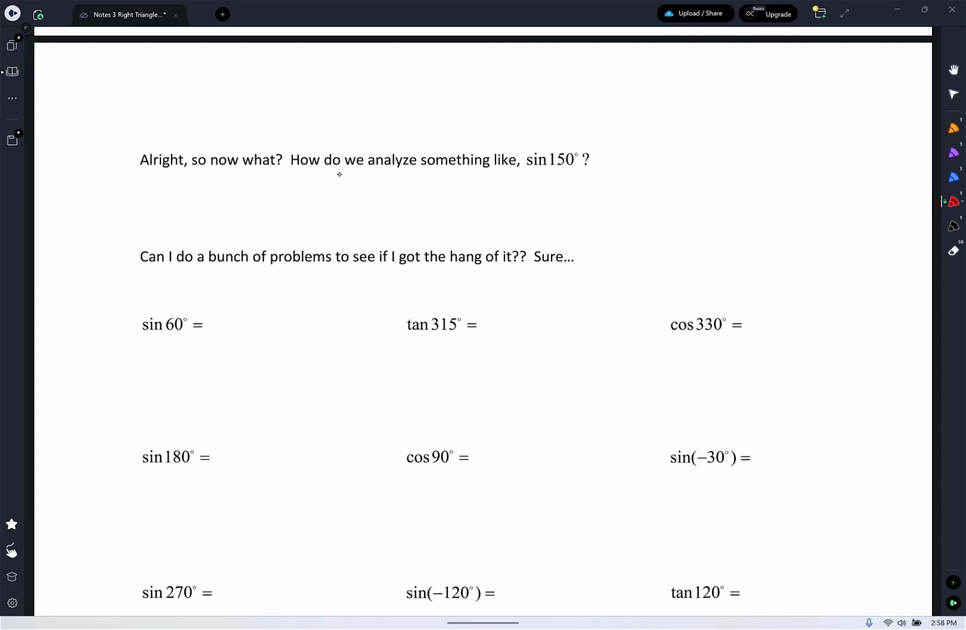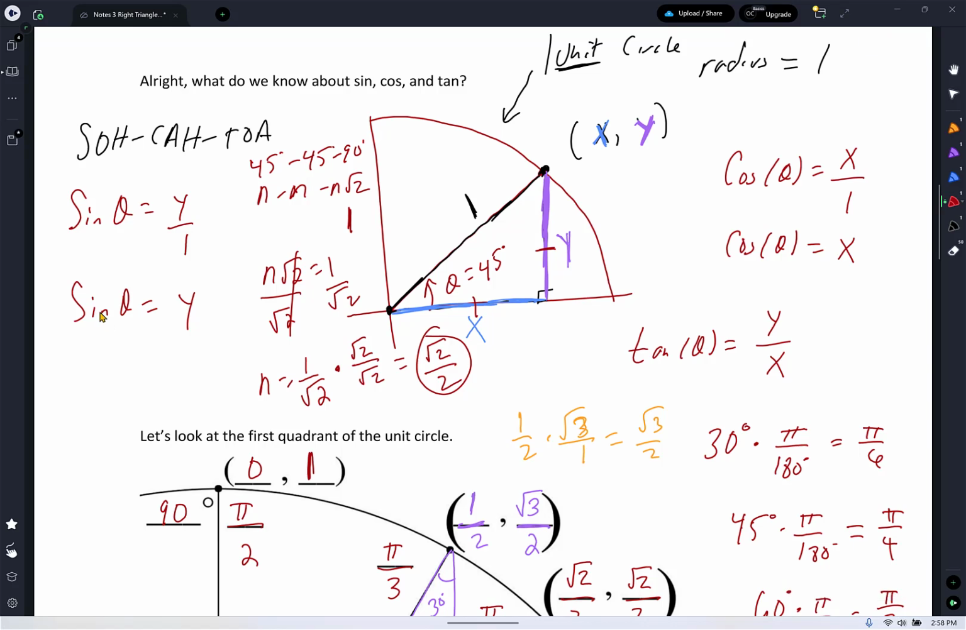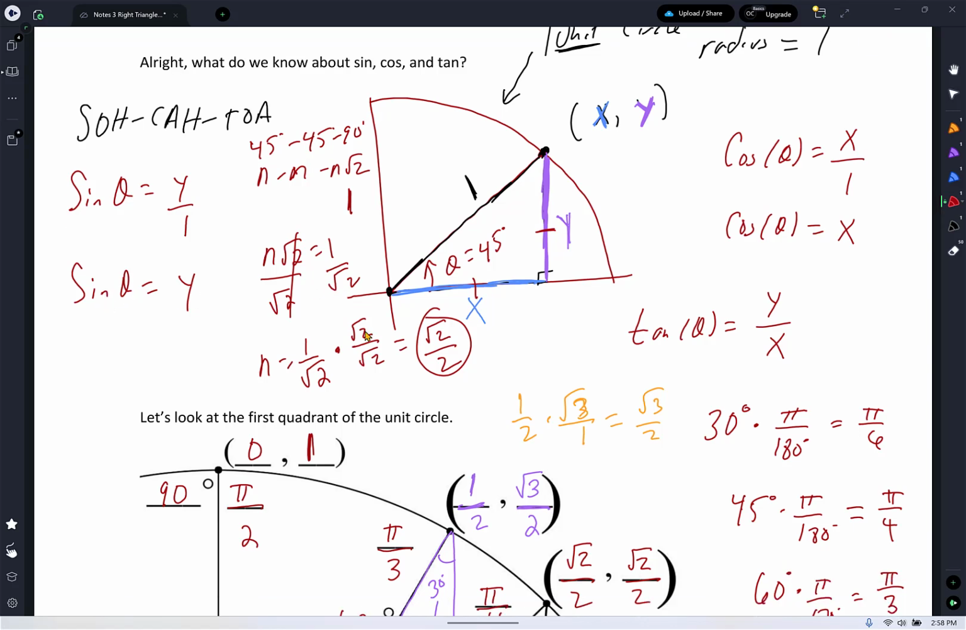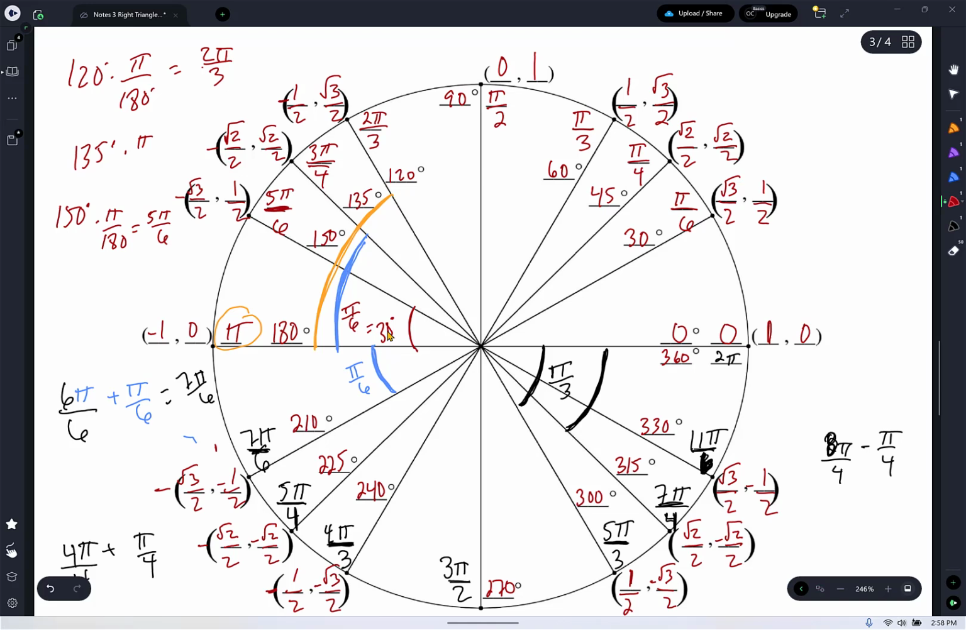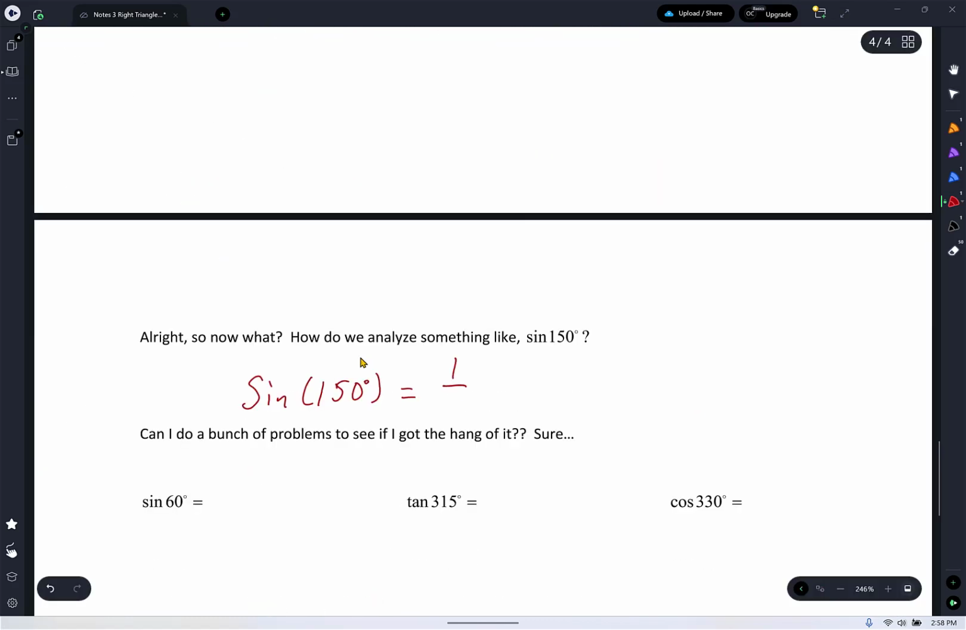All right, so now what? How do we analyze something like sine of 150? All right, guys, here's how we analyze it. What did you tell me that sine was? Your x or y coordinate? Look at your notes. We said that sine was the y coordinates. Go to 150 degrees on your unit circle. And what is the y coordinate when you're at 150 degrees? And that's what you're going to write. So sine 150 equals 1/2. Make sure to put a degree symbol on the 150. Do you see how we did it?